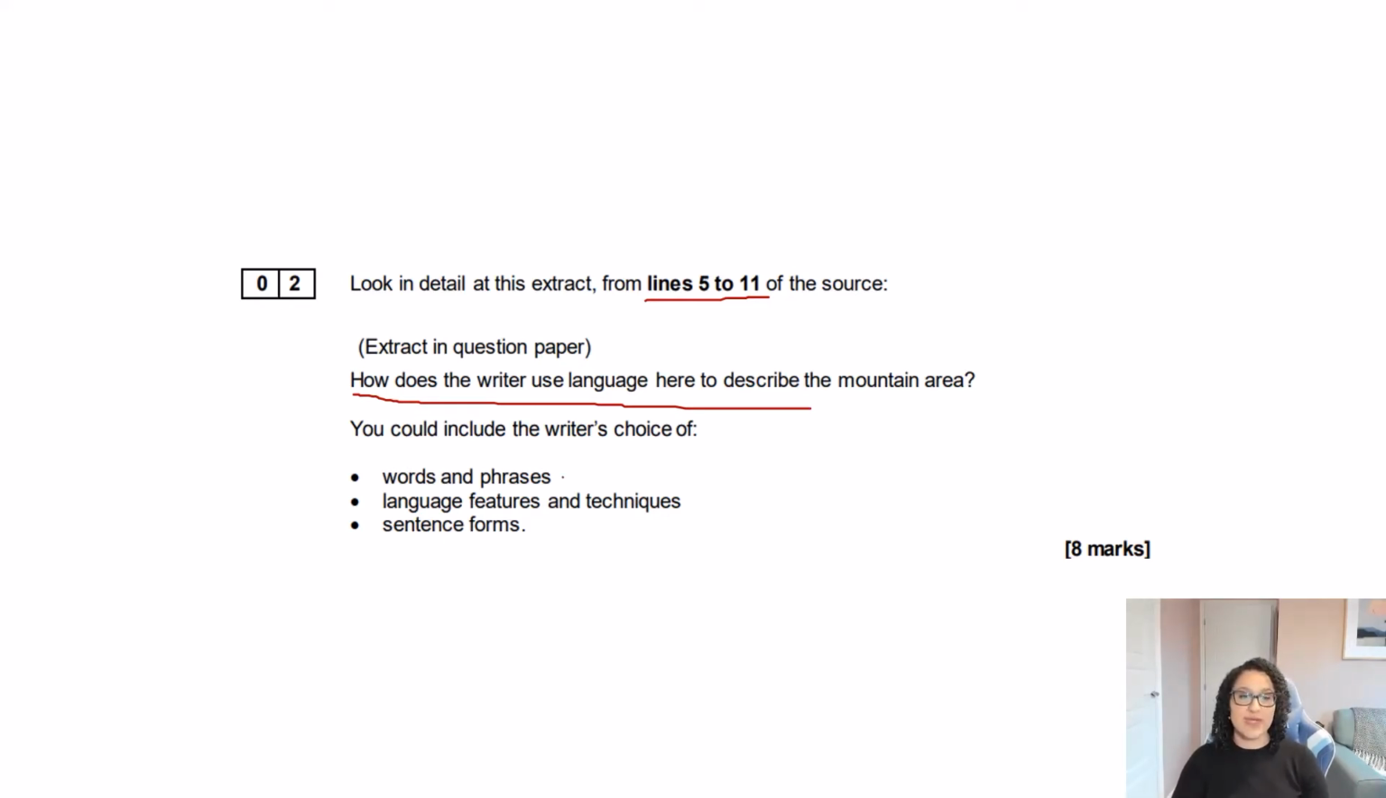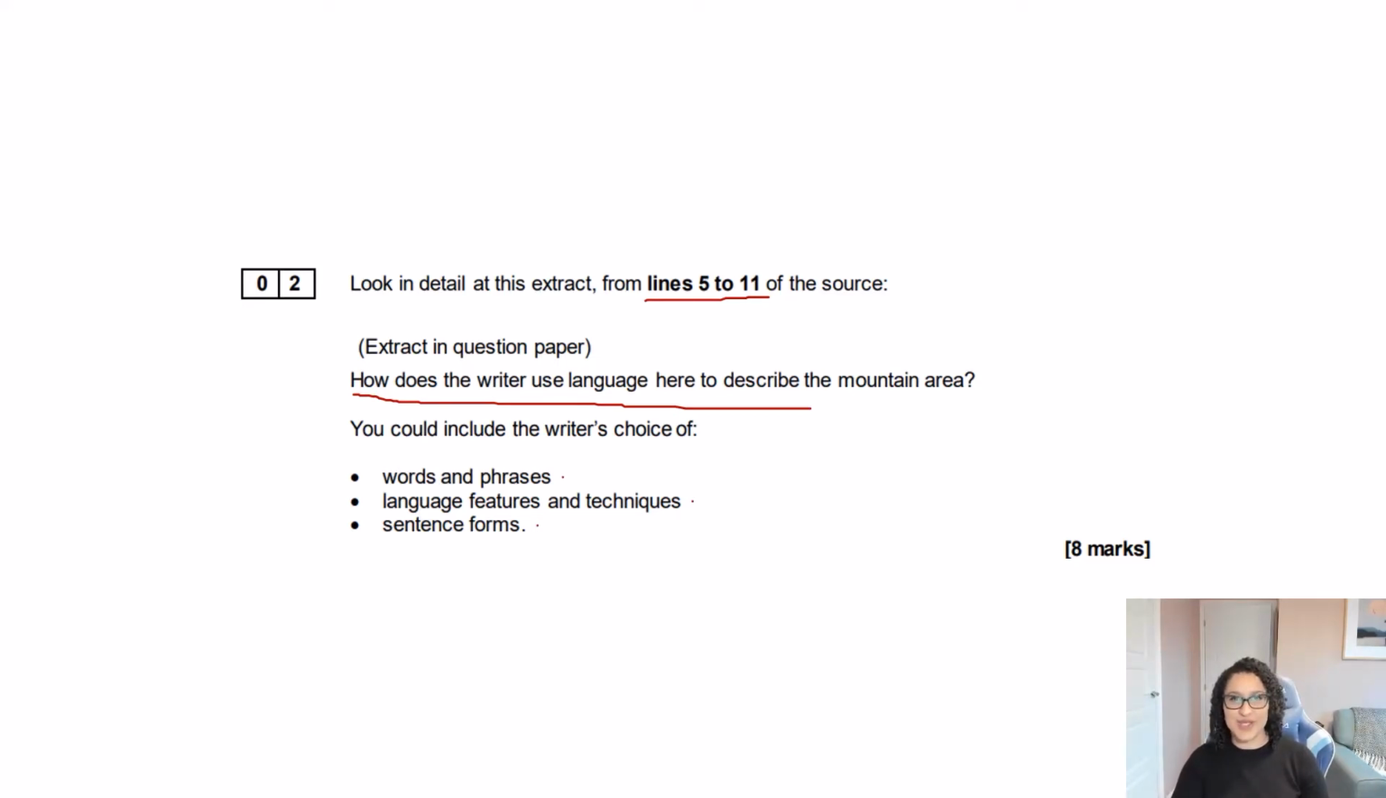So words and phrases, that's looking at the writer's word choice. Language features and techniques, that's looking at things like metaphors, semantic field. Sentence forms, that's looking at your sentence moods, like for example imperatives, interrogatives, or also looking at things like short sentences being used for effect, longer sentences to build up pace, whatever it is.